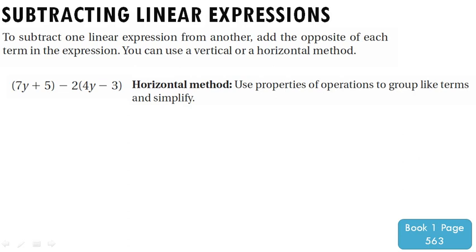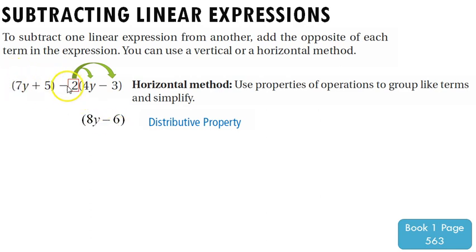We will be trying to subtract the expression 7y plus 5 minus 2 times the quantity 4y minus 3. The first thing we have to do is make sure that we use the distributive property. We have to distribute this 2 with the terms on the inside. There's 2 of these 4y's and there's 2 of these minus 3's. When we do that, we get 8y minus 6.